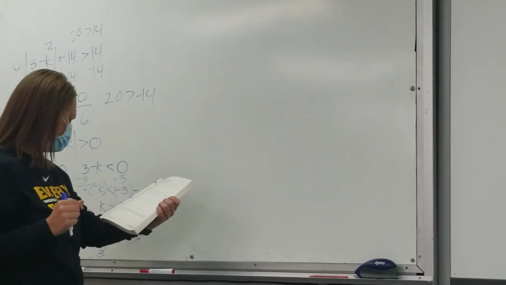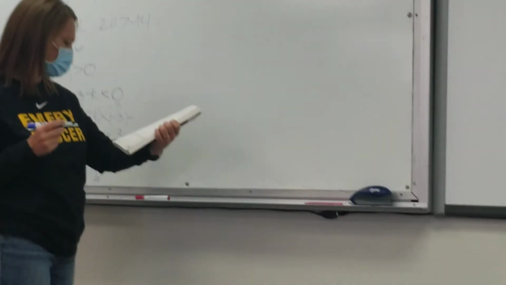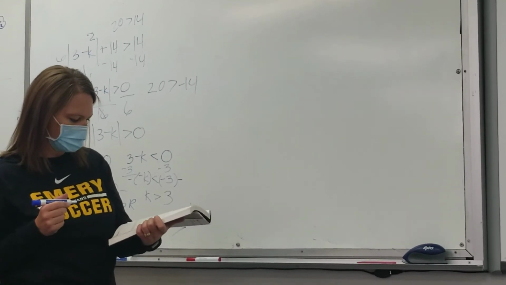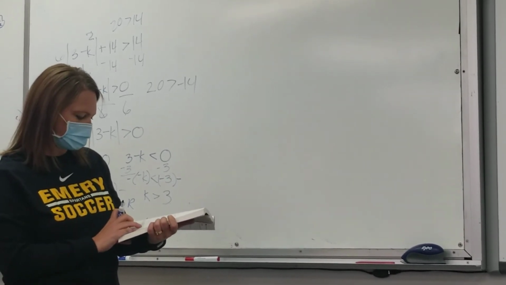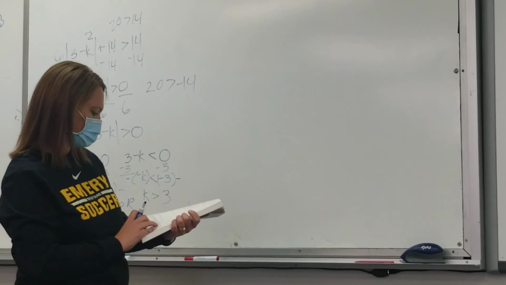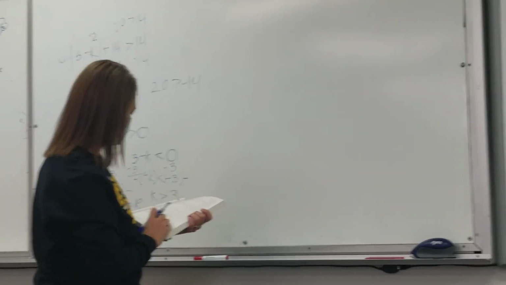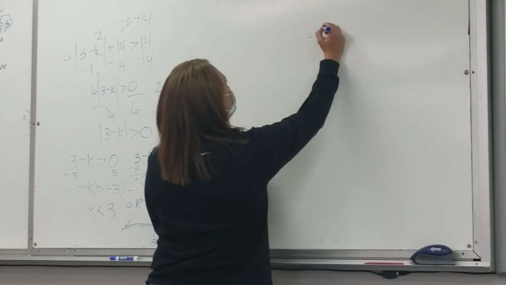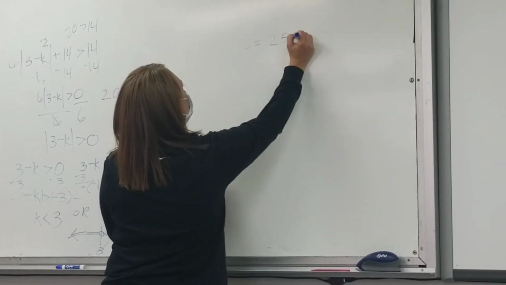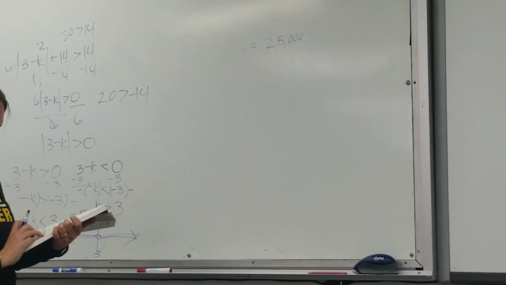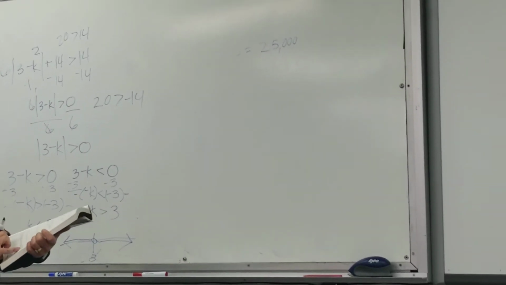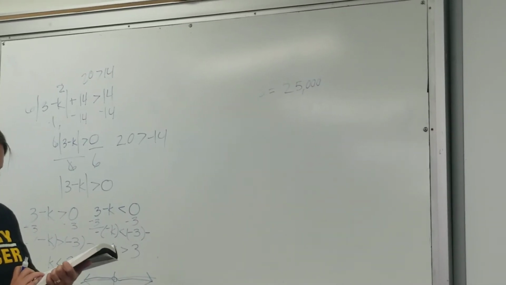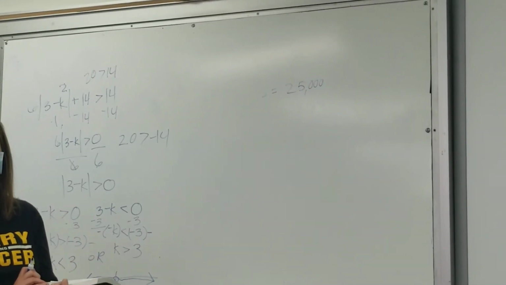Okay, number 10. At a certain company, the average starting salary S for a new worker is $25,000. So we have S is equal to 25,000. Tom always says to write it as we go. So the actual salary has an absolute deviation of at most $1,800.